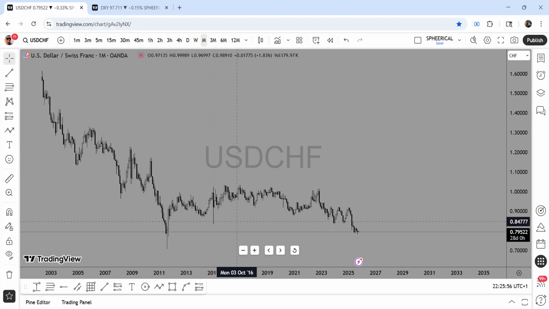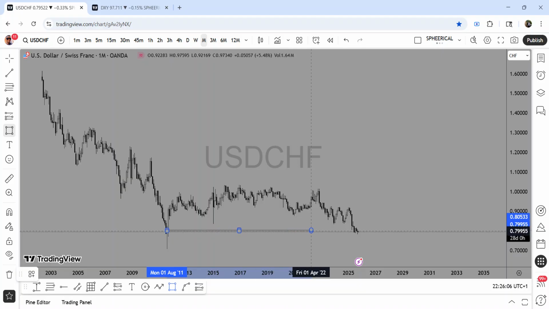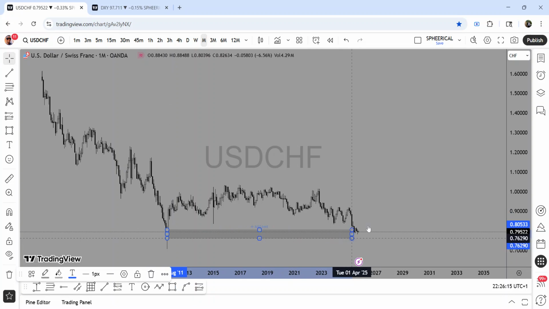But the most important thing I saw here that I want to mark out is my previous demand zone. This is the place the last people bought from. It is my clear demand zone, so I'm going to mark it out. It's a key level. I'm not going to trade it, but I will just keep it as my key level.